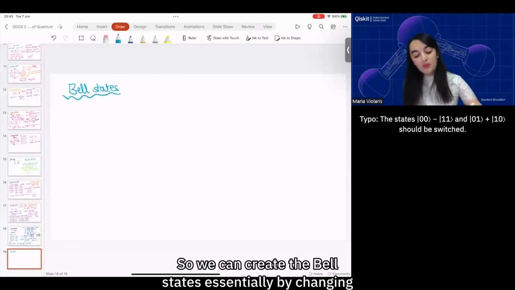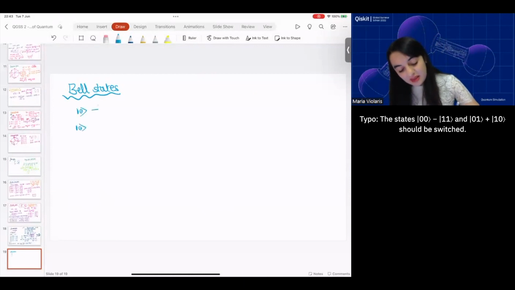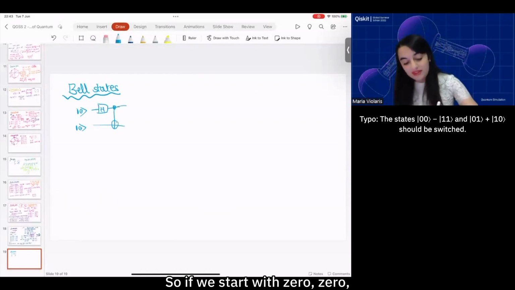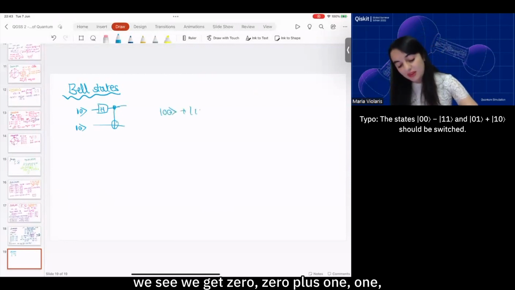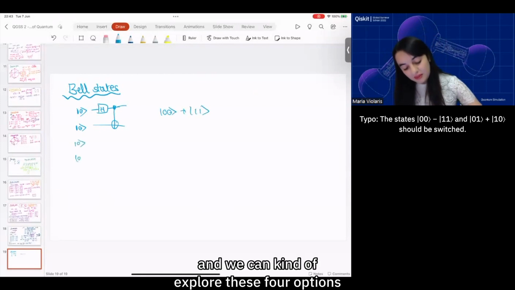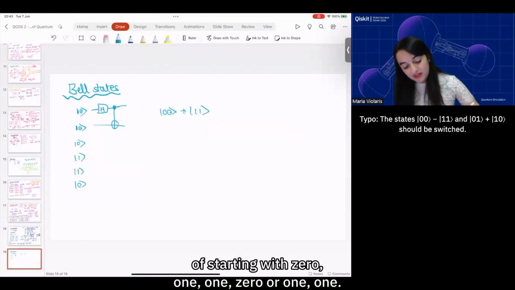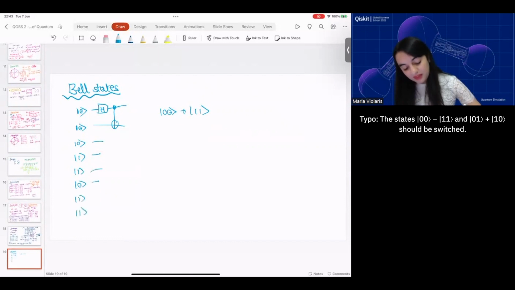Okay, so we can create the Bell states essentially by changing what we start with in this circuit. If we start with 0, 0, we see we get 0, 0 plus 1, 1. And we can explore these 4 options of starting with 0, 0, 0, 1, 1, 0, or 1, 1.